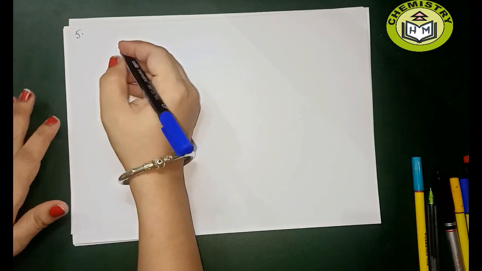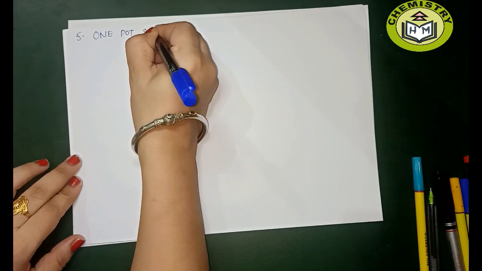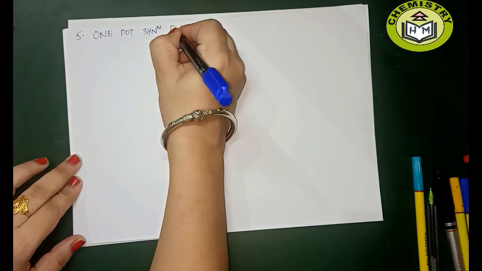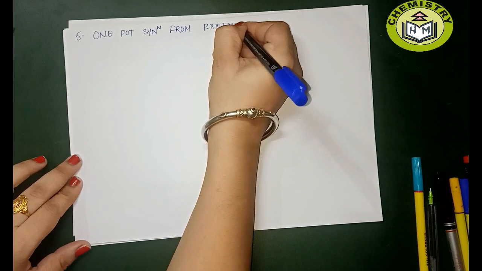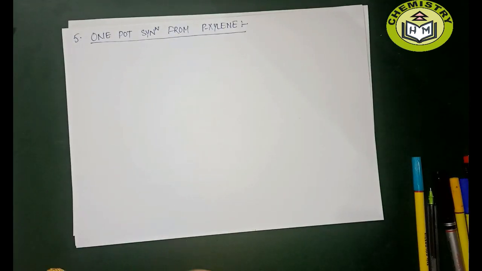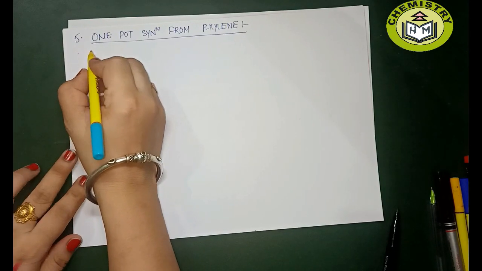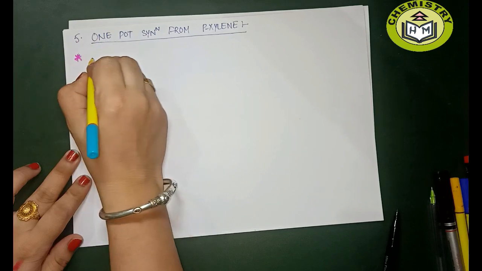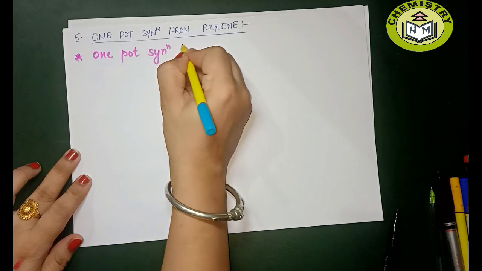Now, the fifth method for the synthesis of ibuprofen is one pot synthesis from paraxylene. One pot synthesis from paraxylene, right? In this reaction, first of all, it is a one pot synthetic method.